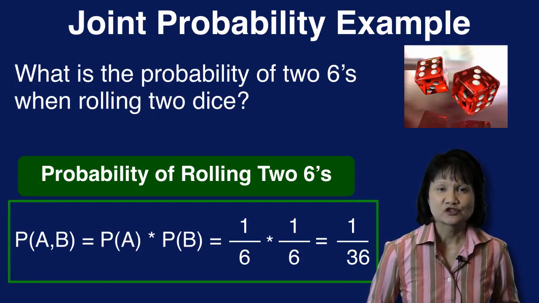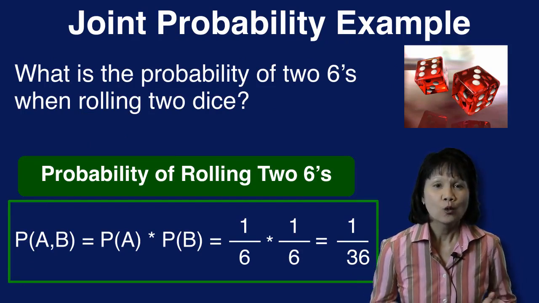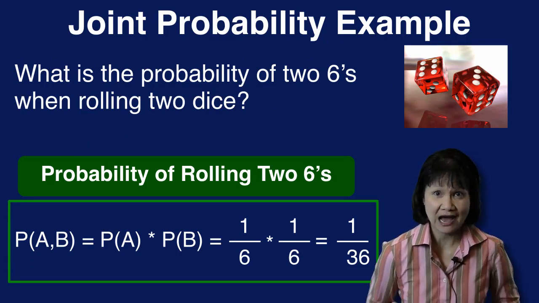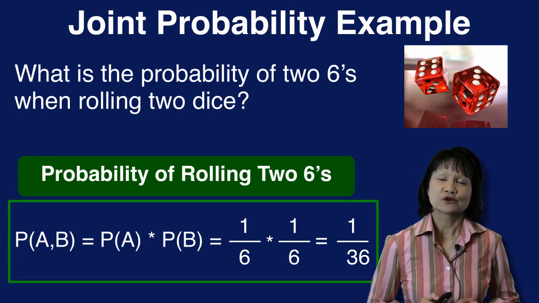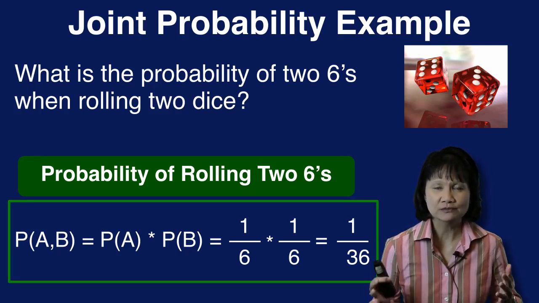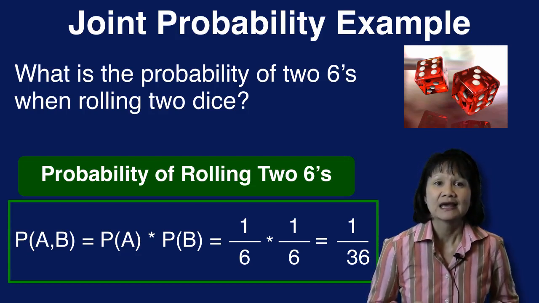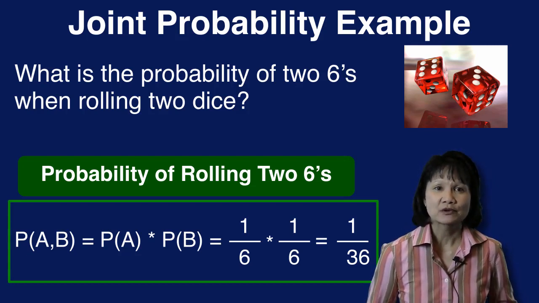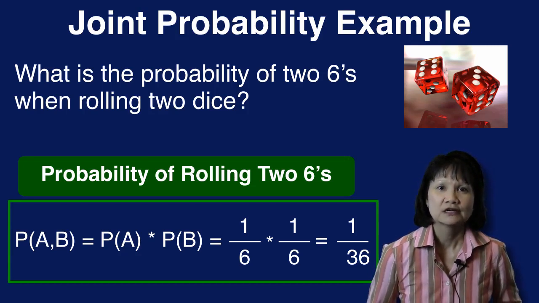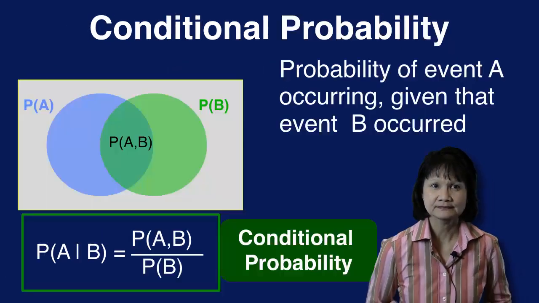For an example of joint probability, let's consider rolling 2 dice together. What is the probability of getting 2 6s, or a 6 from each die? If the two events are independent, then the joint probability is simply the result of multiplying the probabilities of the individual events together. In this case, then, we have the probability of rolling a 6 for each die is 1 over 6, so the joint probability is 1 over 36.